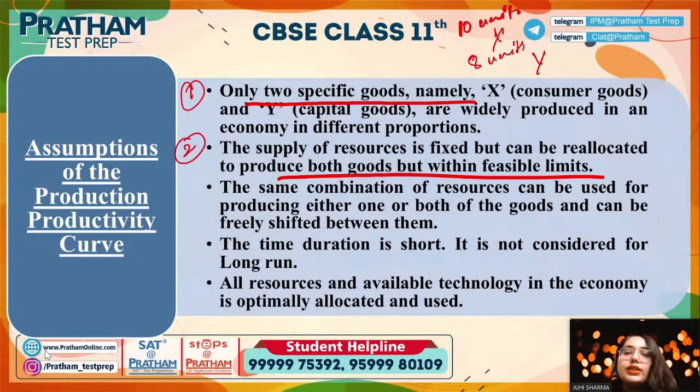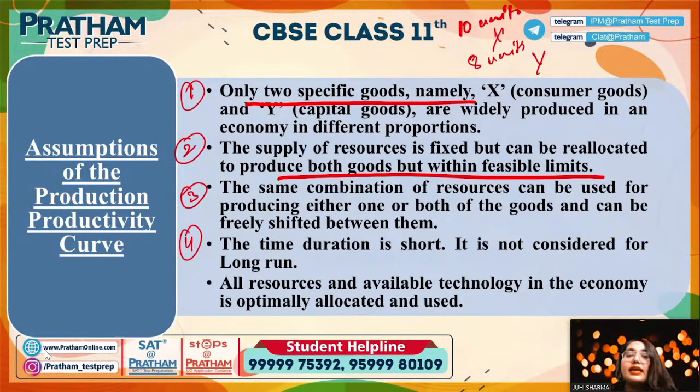The third assumption that we have is that the same combination of resources can be used for producing either one or both of the goods and can be freely shifted between them, right? So this is the third assumption जो है आपका कि आप same combinations बार बार use कर सकते हो. It's not necessary कि आपको हर बार कम unit of good X produce करनी है and more unit of good Y produce करनी है. No, you can repeat the same combinations, right? So that is the third assumption which we take. The fourth assumption is कि ये long run में काम नहीं करता है. So it is applicable only for the short term processes. So that is the fourth assumption which we take.